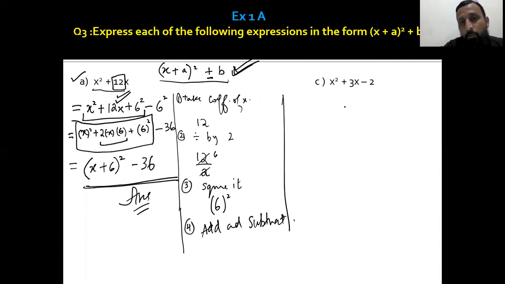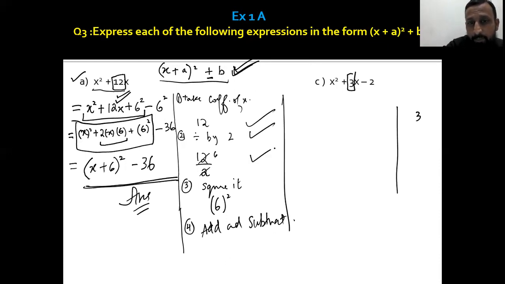Now what we need to do, what are the four steps? We take the coefficient of x, we divide it by 2, we square it, and then we add and subtract it to make it a perfect square bracket. So what's the coefficient of x? It's 3. In the rough column, you write 3. I'm not writing these steps again. I've written them here for your understanding. Please do read these steps again and again so that you can memorize them.